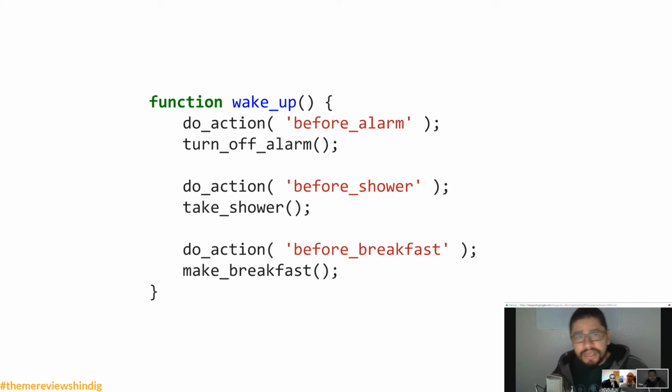Let's take a basic everyday example. Waking up. What's one of the first things we do? Of course, we turn off the alarm, we take a shower, make breakfast. Sometimes it doesn't always happen that way, but obviously this is a basic outline of what can happen. An action before that could be before an alarm, before you take a shower, before you even eat breakfast or you make breakfast. All right.